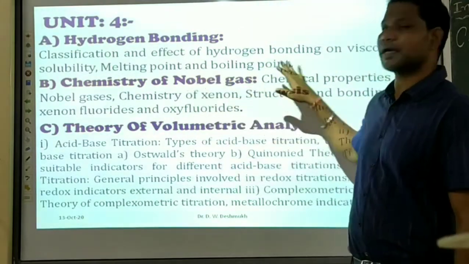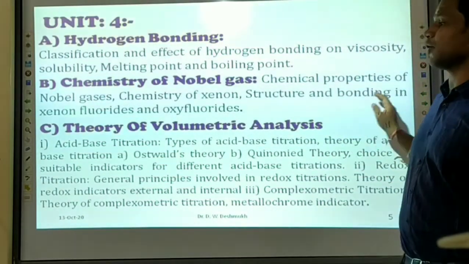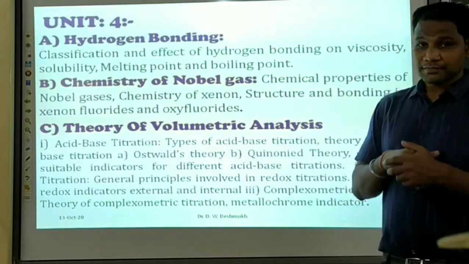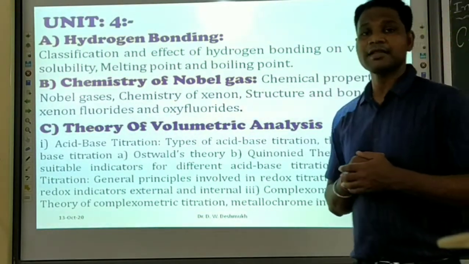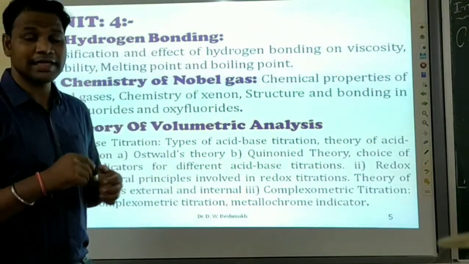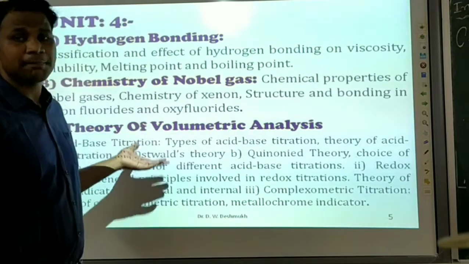So these are called as noble gases. So what are noble gases? Chemistry of xenon, structure and bonding in xenon fluorides and oxychlorides. Now last part, theory of volumetric analysis. So what is the volumetric analysis that we are going to deal in a practical part. So there are certain titrations and different parts are there.